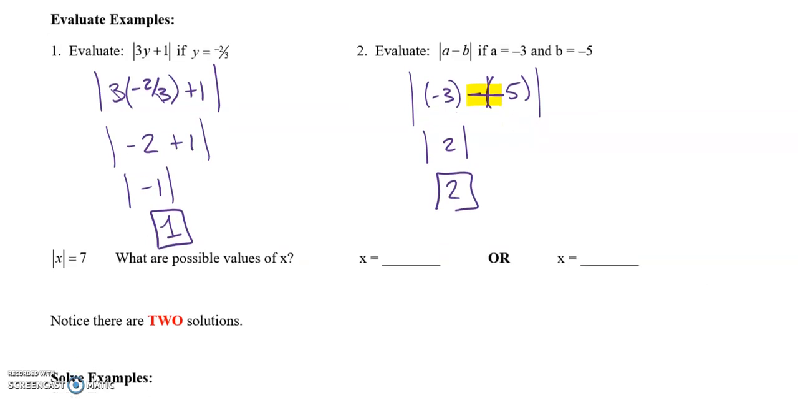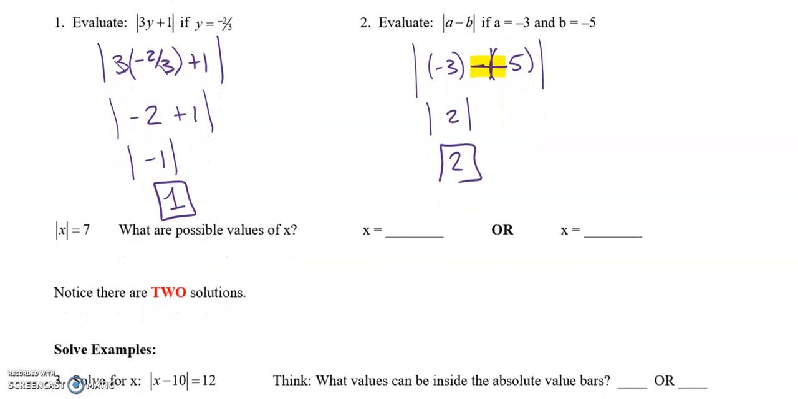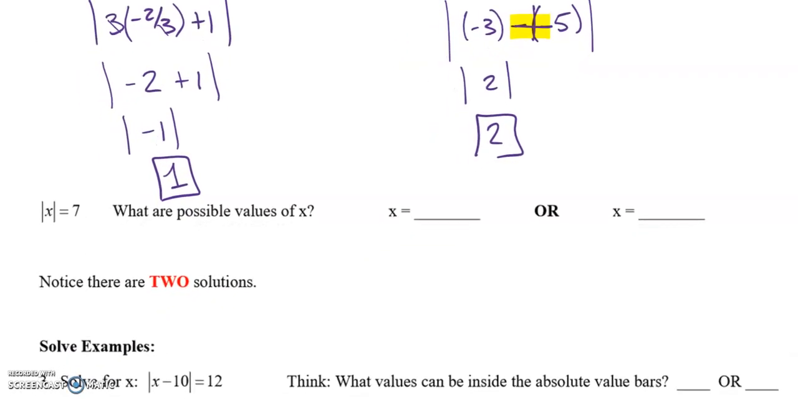If we have an absolute value equation, the absolute value of x equals 7, what are two possible values of x? Well, x could equal 7 because the absolute value of 7 is 7. x could also equal negative 7 because the absolute value of negative 7 is also 7. So we have two solutions. Notice we have two solutions.